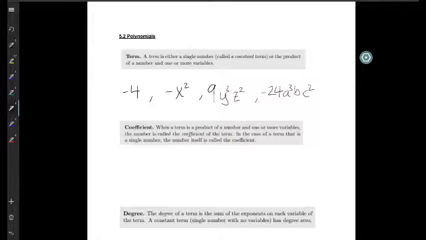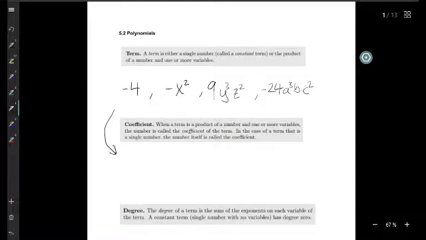Coefficients are the numbers, the numerical factors of a term. So from these examples of terms, we have the coefficients -4, -1, 9, and -24.